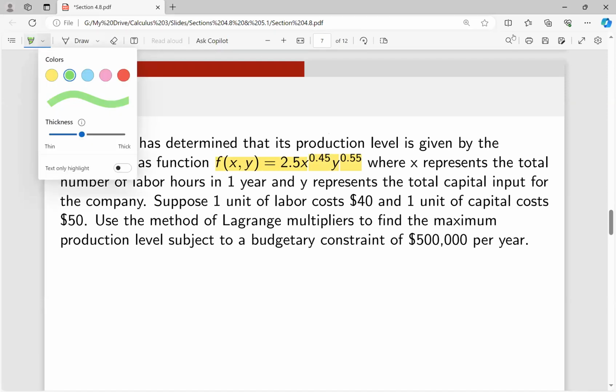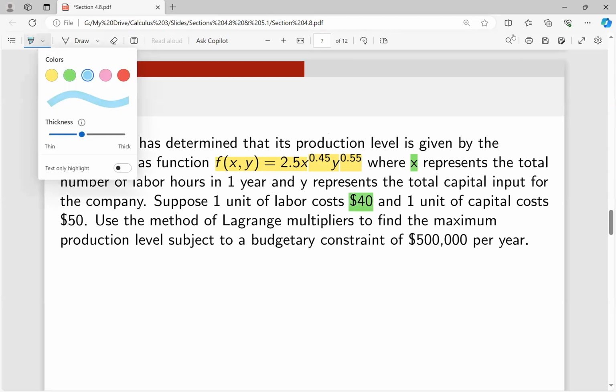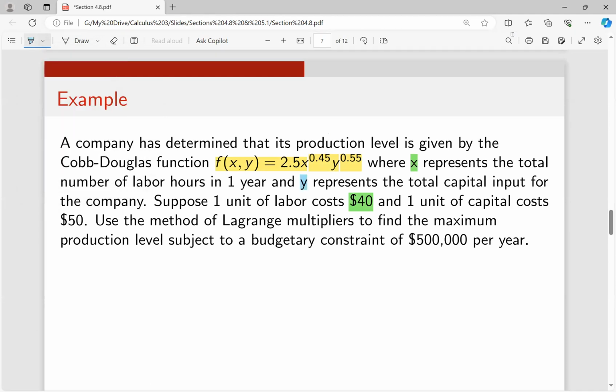Switch to green. So x represents total number of labor hours. Suppose 1 unit of labor costs $40. So $40 goes with x, whereas y represents total capital input, and 1 unit of capital input costs $50. So in this situation, use the method of Lagrange multipliers to find the maximum production level subject to a budget constraint of $500,000 per year.